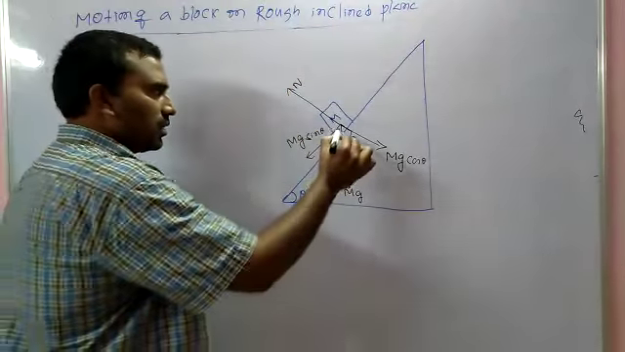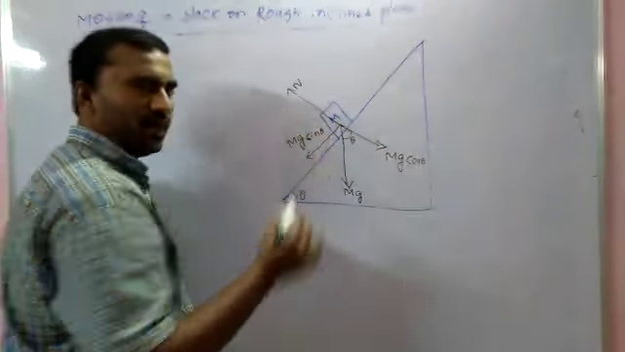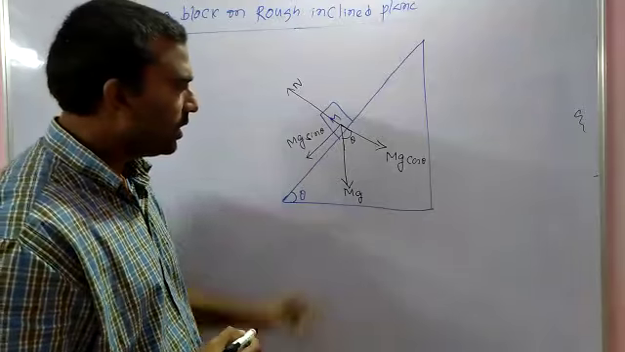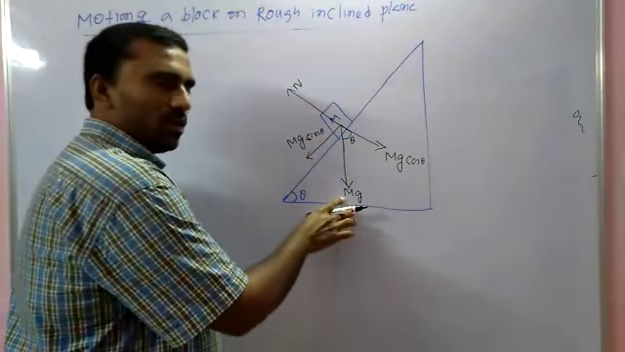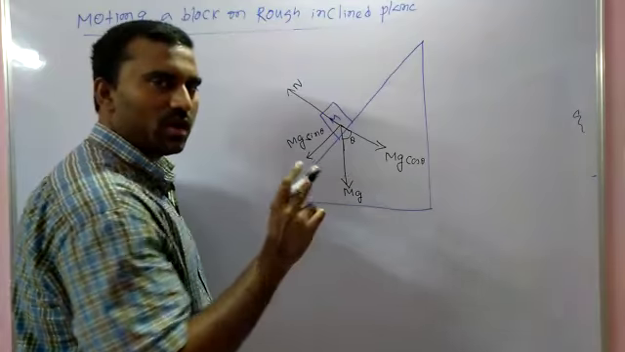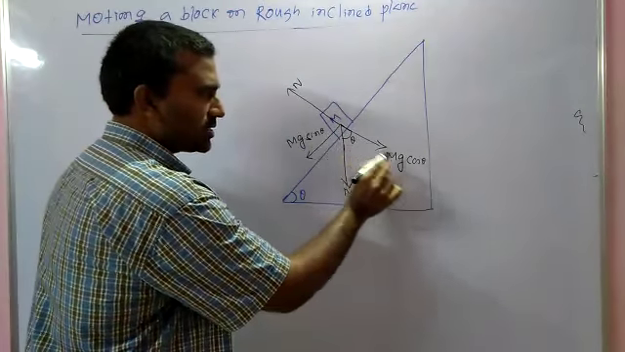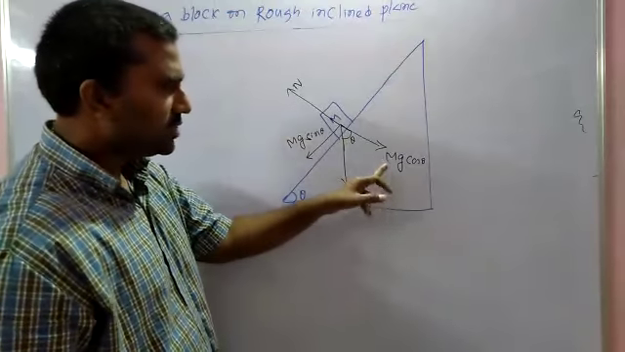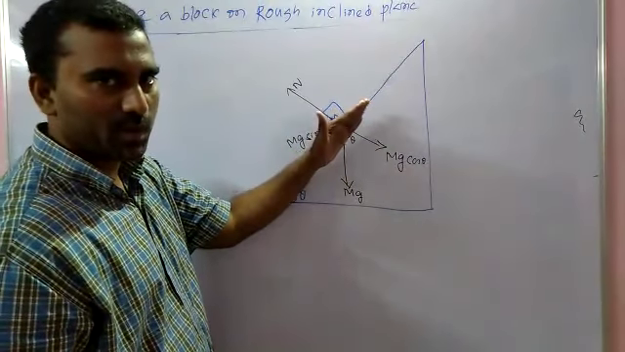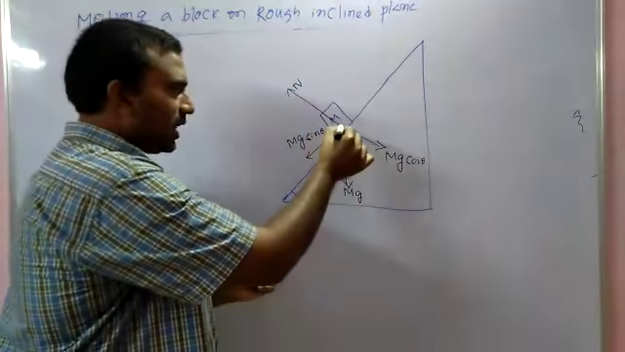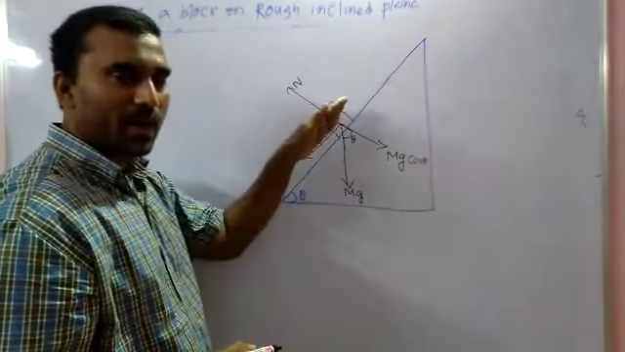Now, the weight of the block acts vertically downwards. The weight mg is resolved into two perpendicular components. One component is mg cos theta, which is perpendicular to the plane. The other component is mg sin theta, which is parallel to the plane.